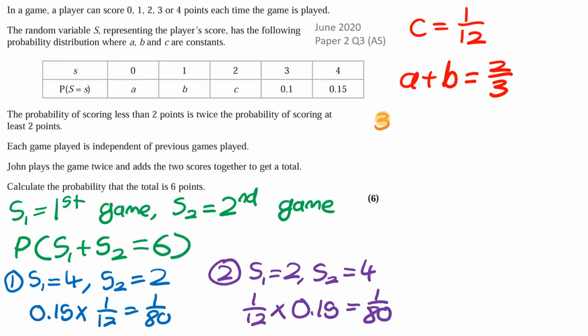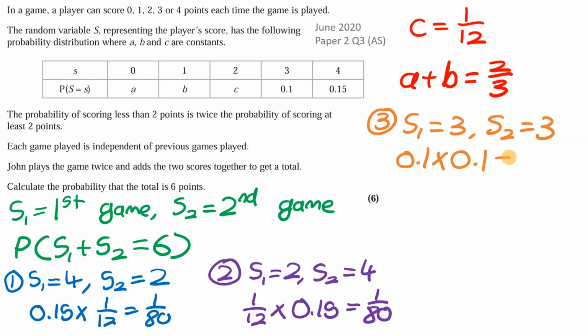The third possibility is that S1 is equal to 3 and S2 is also equal to 3. The probability that S1 is equal to 3 is 0.1, and this is multiplied by the probability that S2 is 3, which is also 0.1. If you put this into your calculator, this is 1 over 100. These are the three possible ways that S1 plus S2 can be equal to 6.